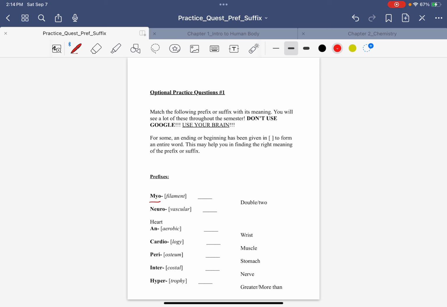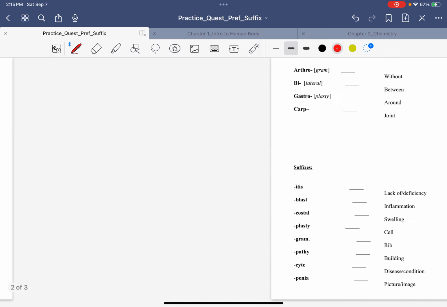Let's see. Like neuro. Neuro as a prefix. Of these on this page, which one of these means neuro? I think you already know that, don't you? So wouldn't that be nerve? So if you want to, go ahead and do some practicing, matching them up.